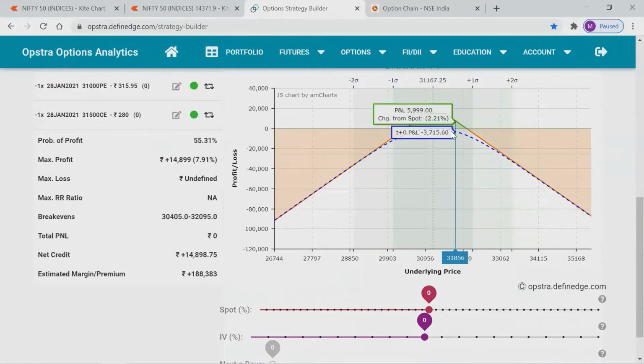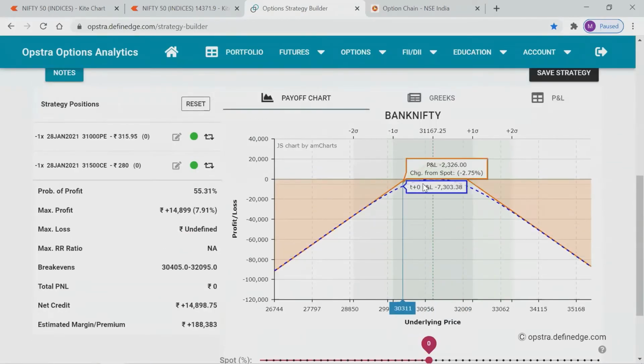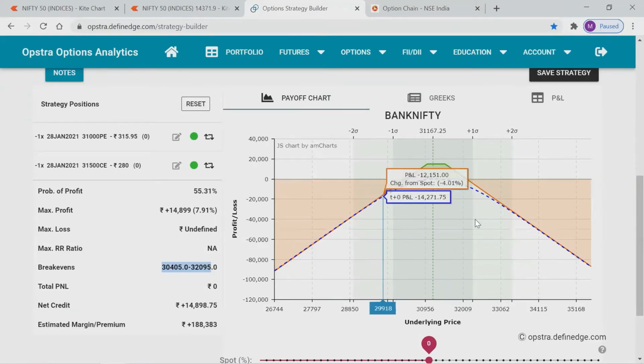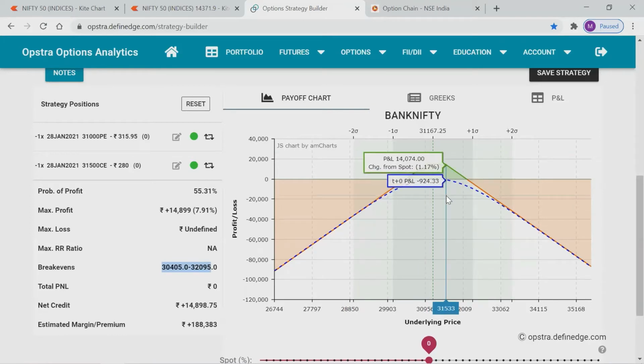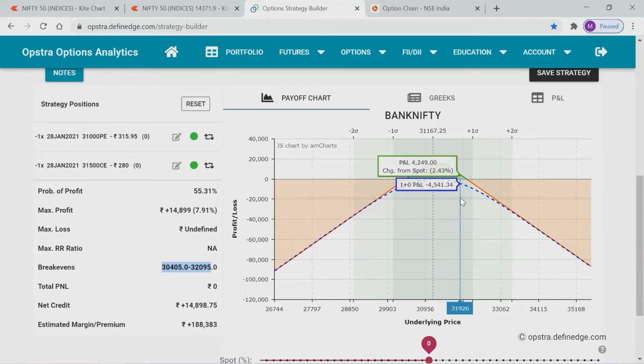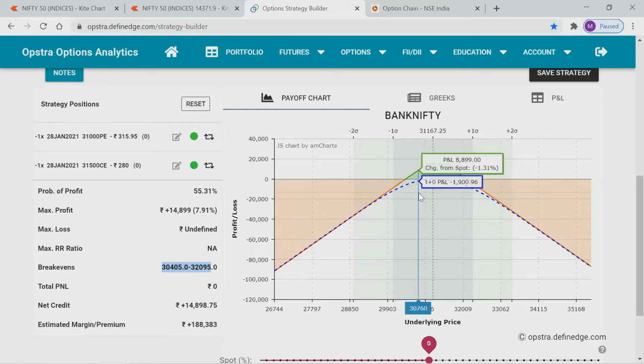Okay, so this is how your payoff diagram or payoff chart looks like, and market should be staying between 30,405 and 32,905 for us to be in profits. Okay, so these are the break-even points for that, and this is how the diagram looks like. If market ends at 31,533, you will get 14,000 profit. If market ends at 31,926, you will get 4,249 rupees as your profit. If market ends at 30,760, you will get 8,899 as profit. Okay, if it ends at 30,142, then you'll be losing 6,551 rupees.